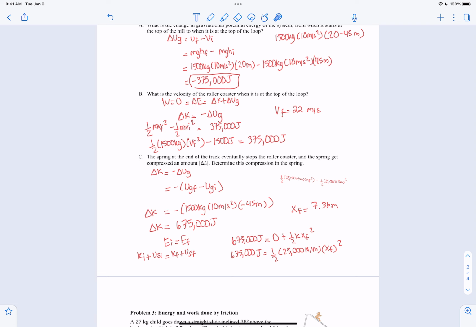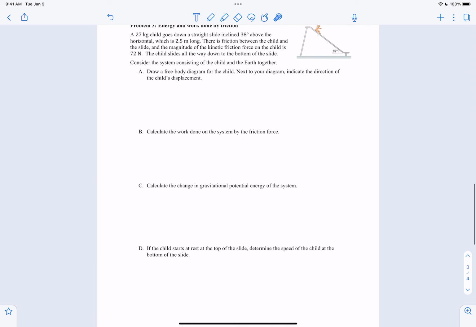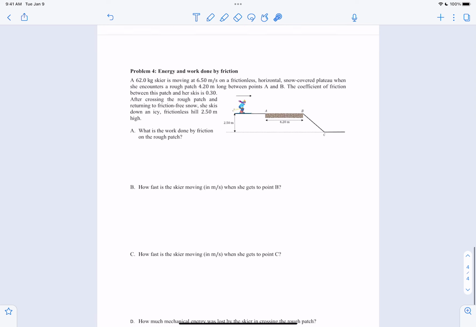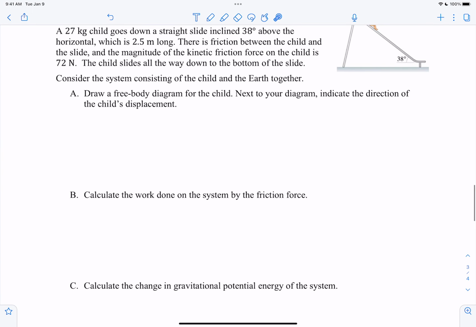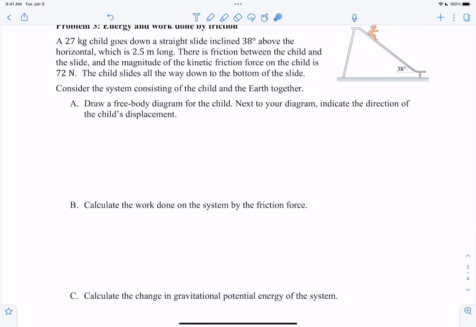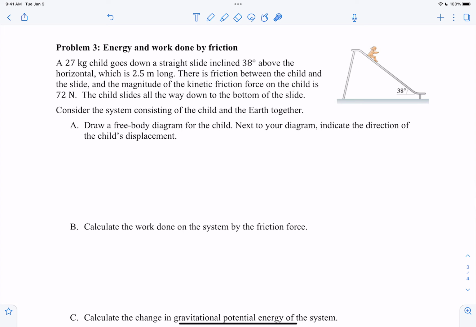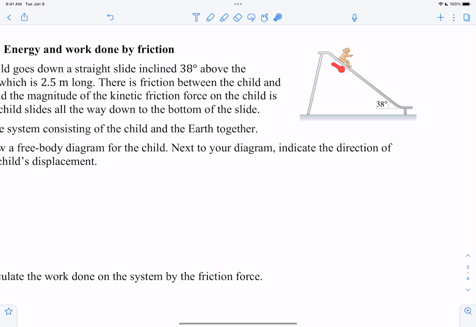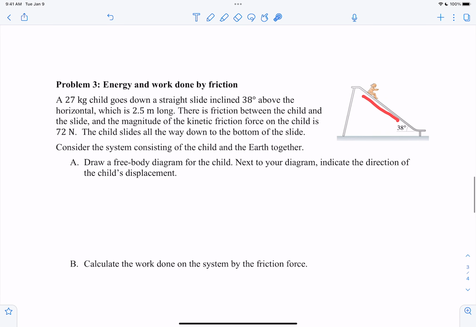Okay, so I'm going to try to move through these next problems a little bit faster. Problem 3 is energy and work done by friction. A 27 kilogram child goes down a straight slide, inclined 38 degrees above the horizontal, which is 2.5 meters long. So this whole thing here is 2.5 meters long, and it's inclined 38 degrees above the horizontal.